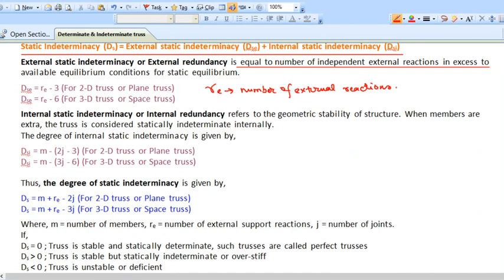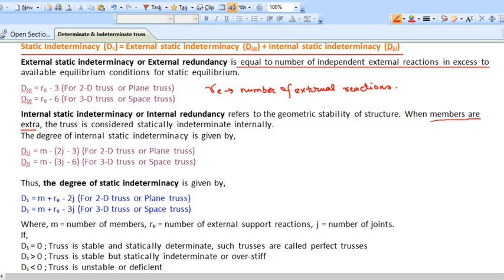Right, now what do you mean by internal static indeterminacy, or we can say internal redundancy? It refers to the geometric stability of the structures when members are extra. Note this thing. In the earlier case, we had extra reactions. Here we'll have extra members. Then we can say the truss or the structure is internally indeterminate or internally redundant.